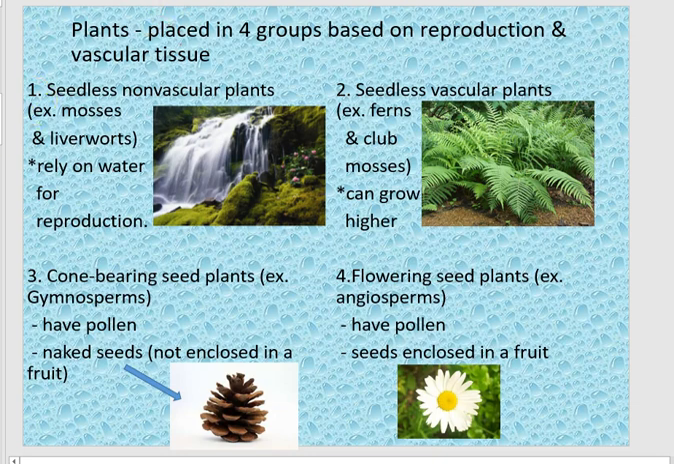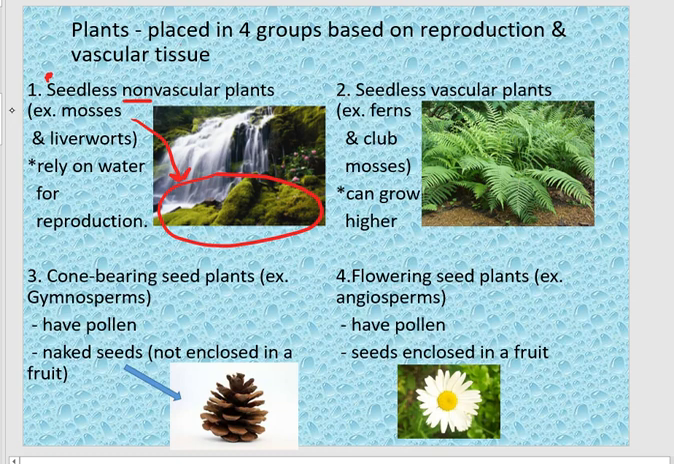The first group, the seedless non-vascular plants, meaning they do not have seeds. They don't have that vascular system that we talked about with the xylem and phloem. These are your mosses, liverworts. They have to have water. You find a lot of moss growing around lakes, streams, rivers, because they have to have that water for their reproductive process to work.